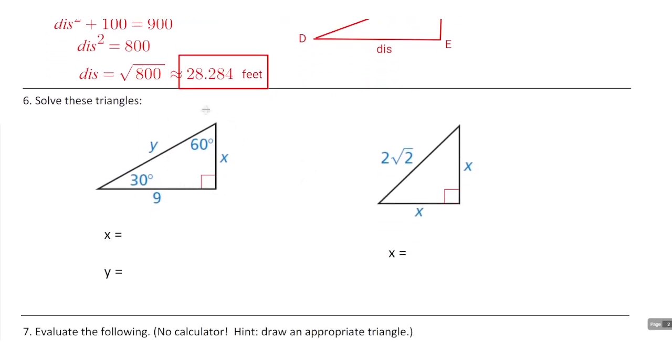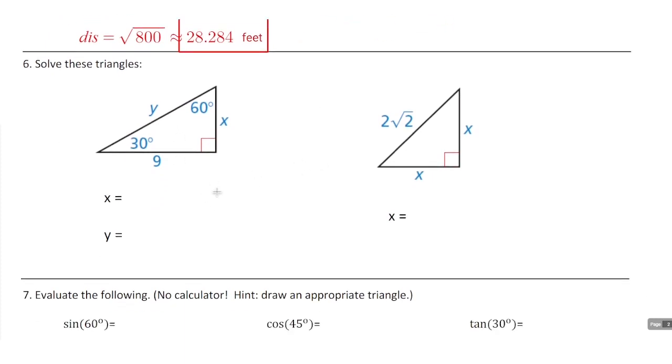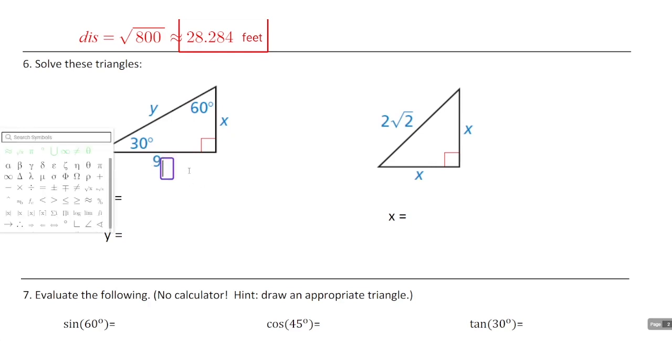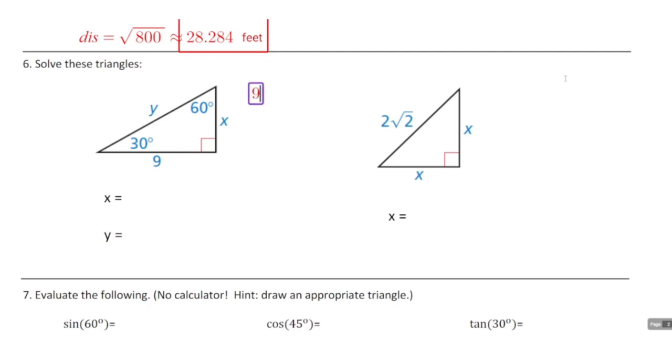These are our special right triangles, and so we'll use those special right triangles to solve both of these problems. For the first one, we've got a 30, 60, 90 right triangle, and the ratio here is going to be x to 2x to x root 3. So if 9 is the x root 3, I'm going to set up a little equation here. Say that 9 is x root 3.